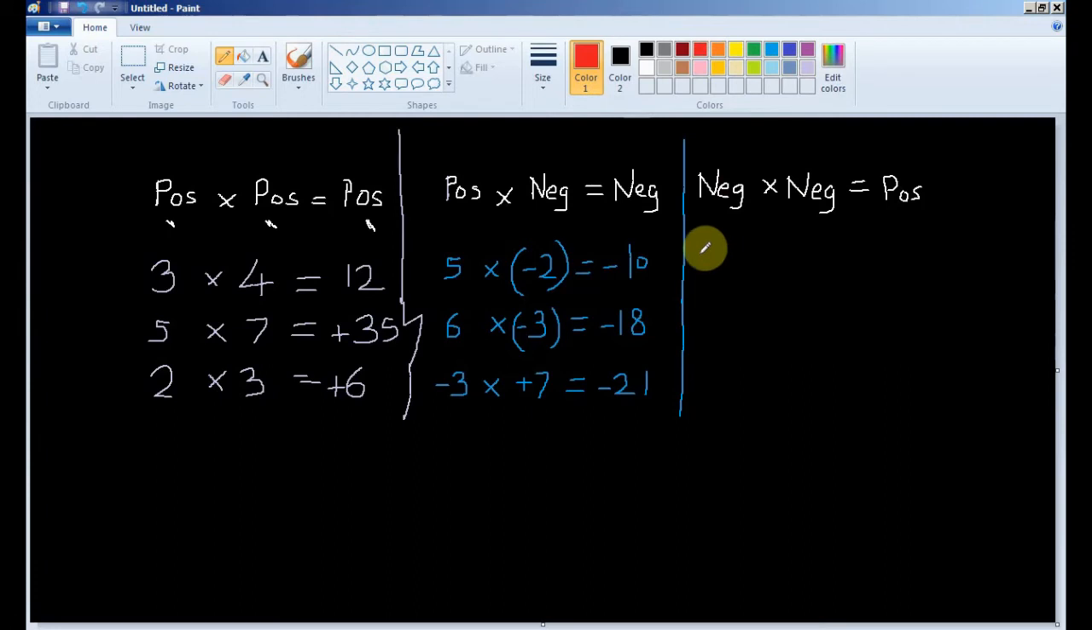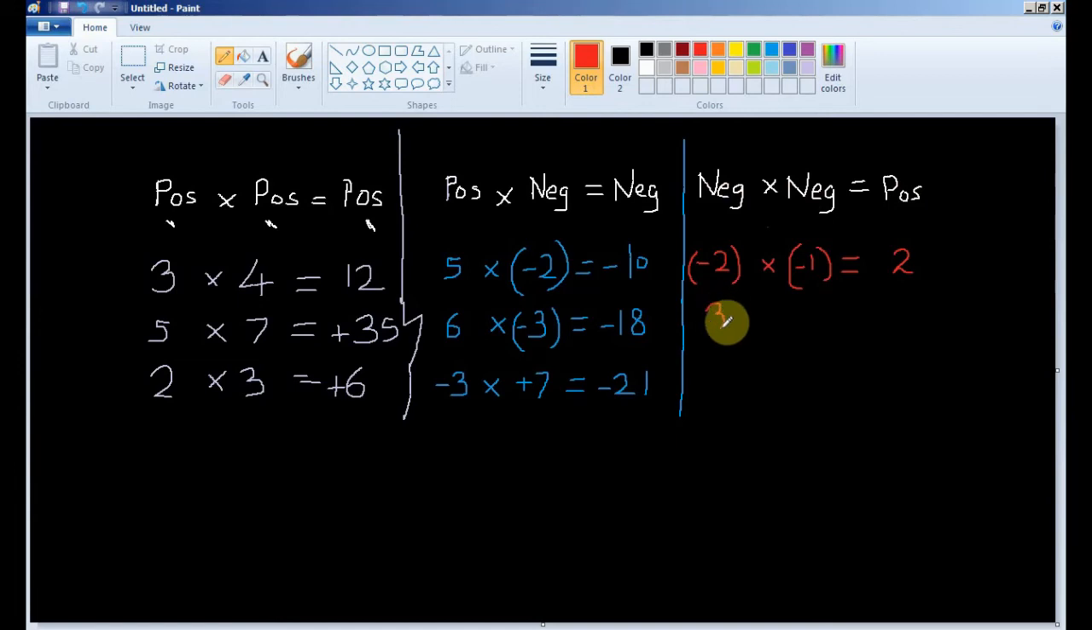We change the color to yellow. So for a negative number I use -2 and multiply this with -1. Now you can assume the answer. 2 into 1 is going to be 2, and what is going to be the sign? Is it going to be plus or minus? So simple, the rule says negative into negative is a positive, so this is the right answer. The -2 into -1 is going to give you +2.